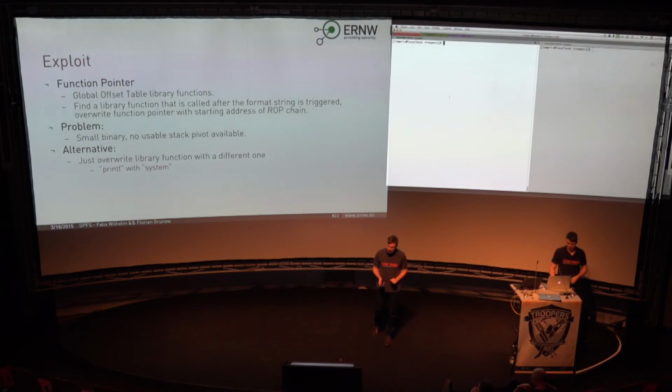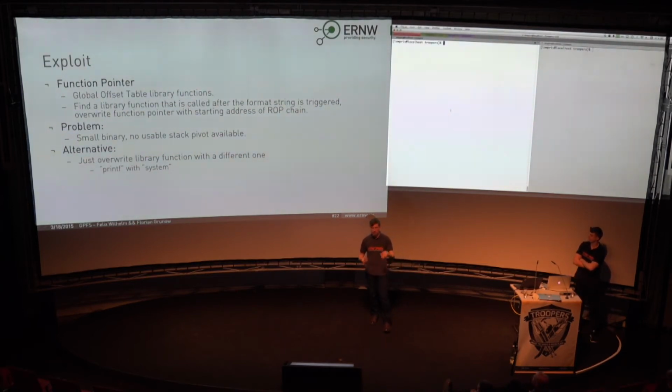Yeah, so what you normally do when overwriting the global offset table is that you need to find a library function that is called after the format string is triggered. So the format string is triggered, and with this format string, you override the global offset table and override a function pointer, which will then point to your ROP chain that you would have to use in this case.